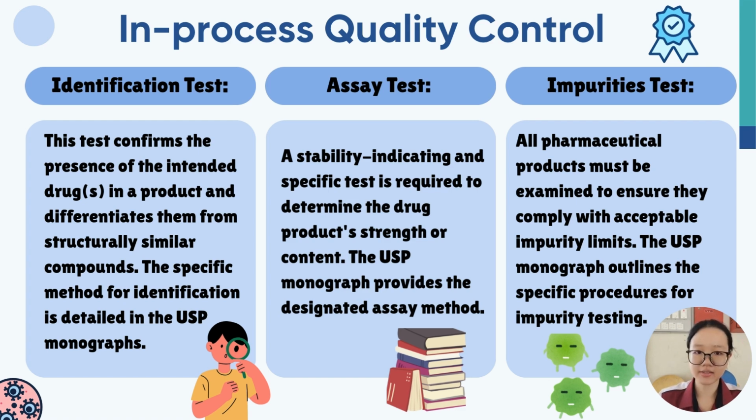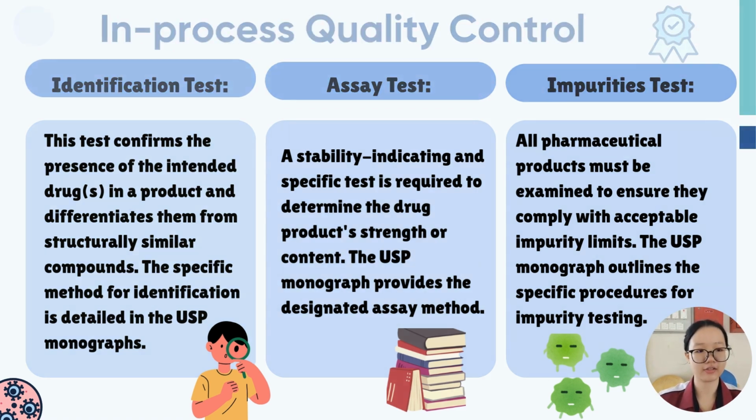Next is the assay test. This is a critical, stability-indicating, and specific test that determines the strength or actual content of the drug in the final product. This ensures the patient receives the correct dose as intended. Also, we have the impurity test. It is essential to check all the pharmaceutical products for impurities to make sure they fall within acceptable limits. Excess impurities can affect the drug safety, stability, and effectiveness.